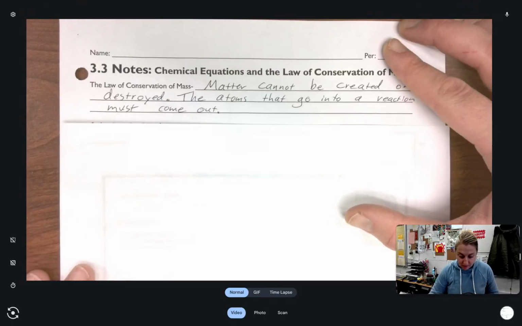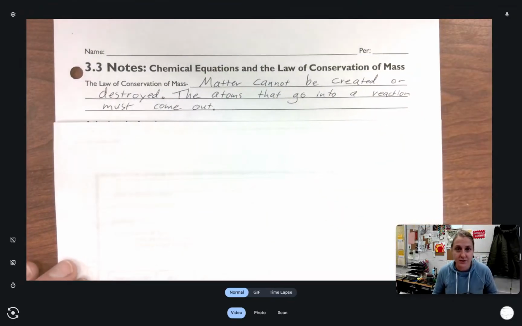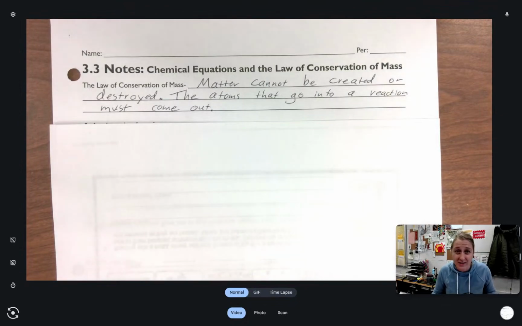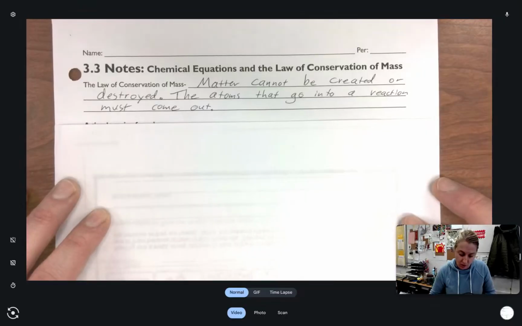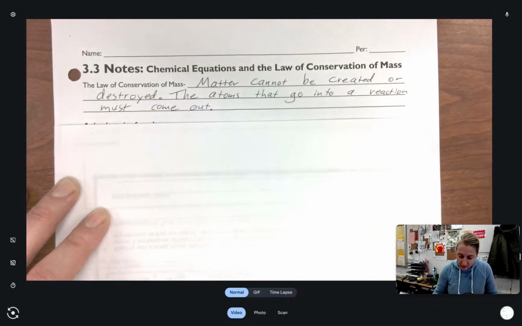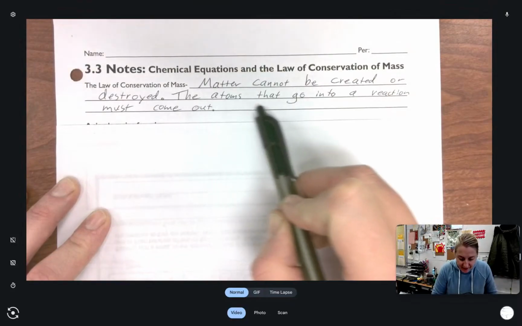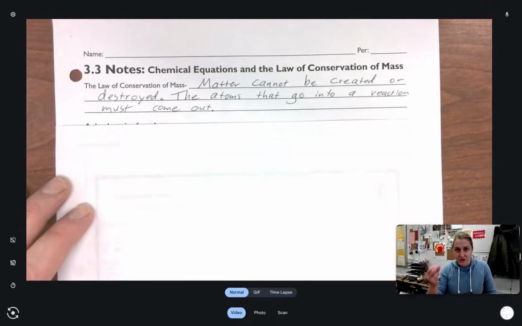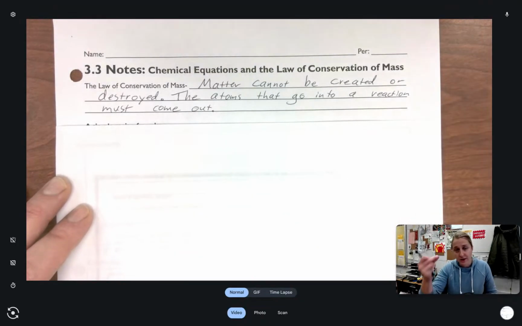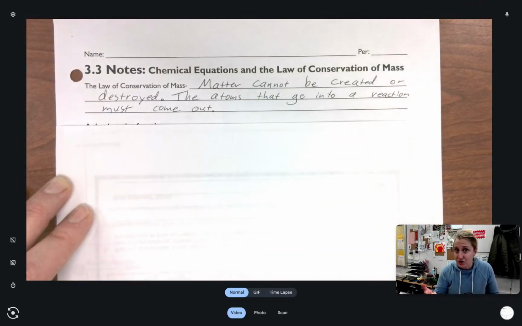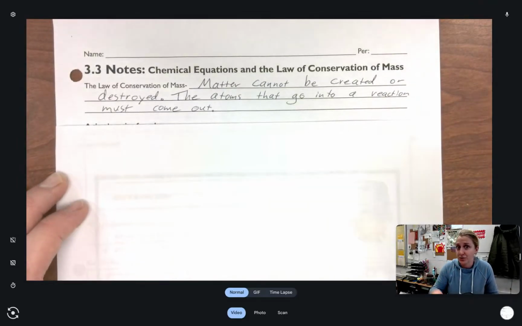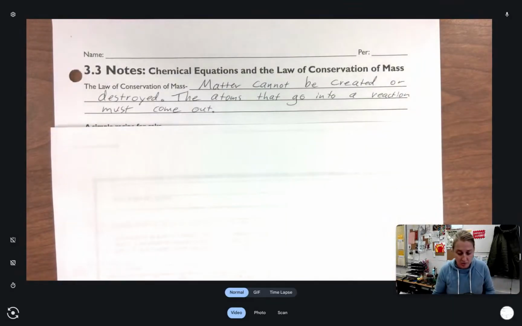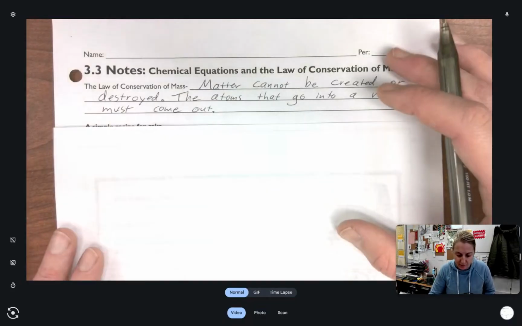So the first thing we need to write down is the definition of the law of conservation of mass. I know my handwriting isn't always the best, so I'll read this in case you can't read what it says. It says, matter cannot be created or destroyed. The atoms that go into a reaction must come out. So basically, you can't snap your fingers and make atoms disappear. You might rearrange the atoms before and after, so you might have different molecules going in and coming out, but the atoms that go in have to be there, even if they're rearranged into different molecules.